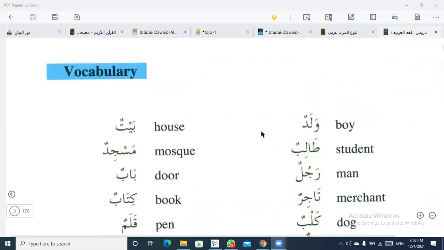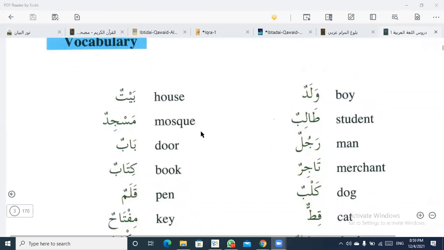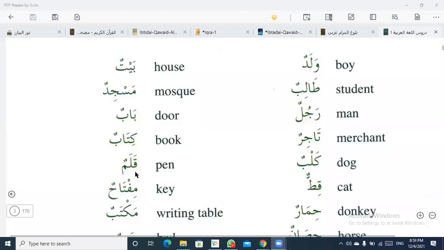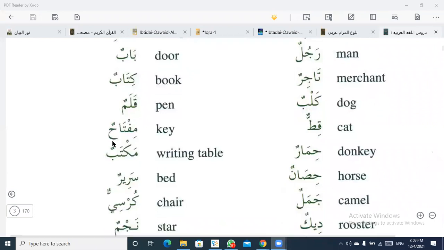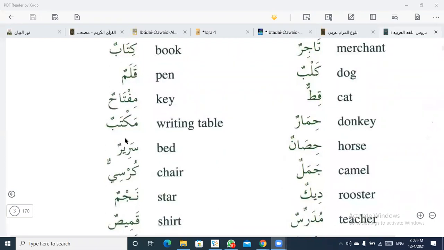House, baitun. Masjid, masjidun, mosque. Door, bab. Book, kitab. Pen, kalam. Tea, nifta. Writing table, maktab. Bed, sarir. Chair, kursi.